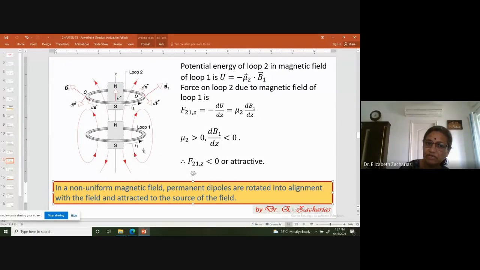What is the source of the field here? The source of the field is loop 1. So loop 2 is getting attracted towards it. Now this sentence, in short, talks about how paramagnetic and ferromagnetic materials behave. If you look at their atoms, they have permanent dipoles. And the minute you bring an external magnetic field near them, they get attracted towards the magnet. They get attracted because there is an orientation first and then there is an attraction.